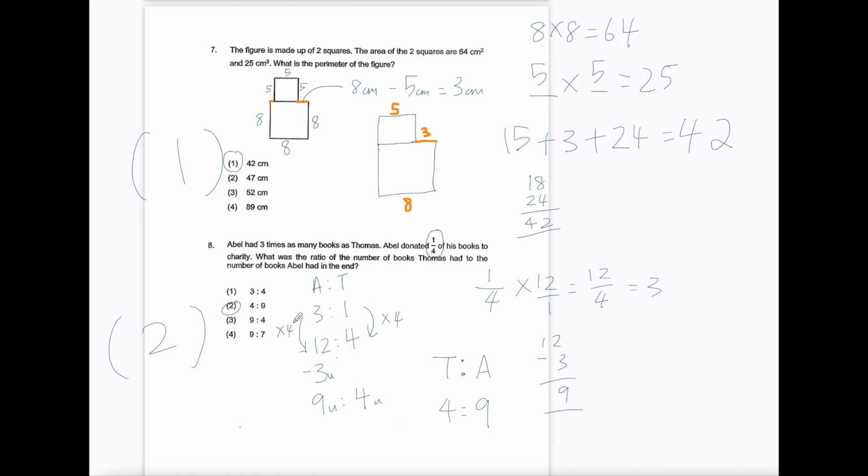The reason why I multiply by 4 is so that I can deduct a whole number. If not, I'll be dealing with fractions, which can be very scary to students, and it will cause a lot of careless mistakes. Once I multiply by 4, I get 12 units. I can easily find out what's 1/4, get a whole number to deduct, so 9 is to 4. But the question is asking Thomas is to Abel, T is to A, so I need to switch it around, so it becomes 4 is to 9. Alright, let's move on to question 9.